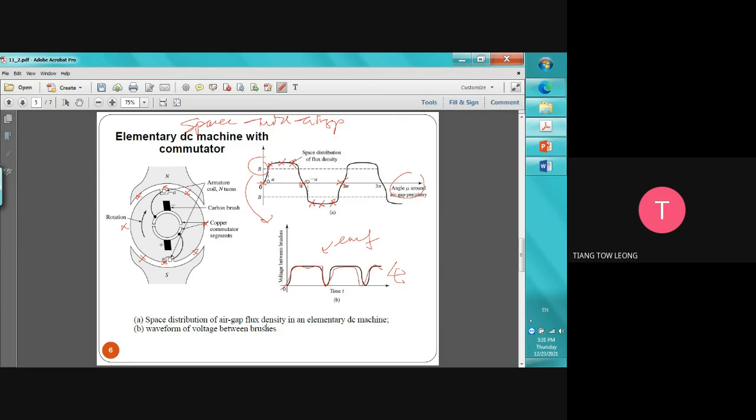So, spatial distribution of air gap flux density in an elementary DC machine. Why is it called elementary? Elementary means it is a concept whereby it is not the full construction of the motor. It is a concept, put in the most simple way. And then the waveform of the voltage between the brushes. So how to get this one? Same: EMF equals negative N d phi dt, where phi is related to B. Or for example, phi equals BA.